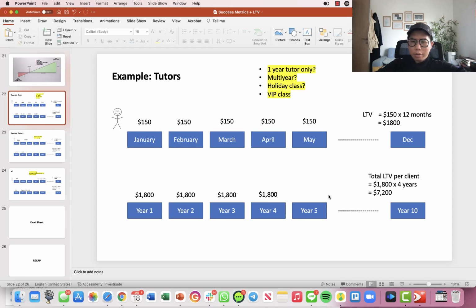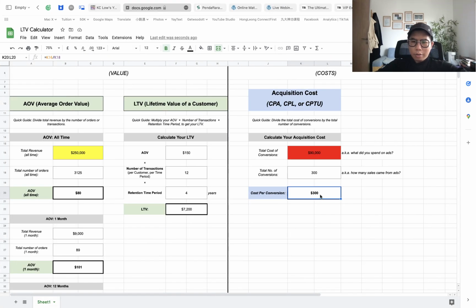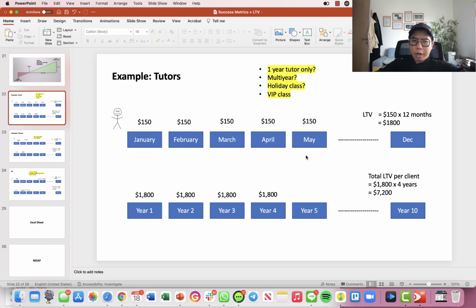If I spend 300 to acquire one student, and I want 1,000 students, then I need to multiply by 1,000. That's about 30,000. I need to prepare a 30,000 budget across 12 months. That's actually how we plan things.